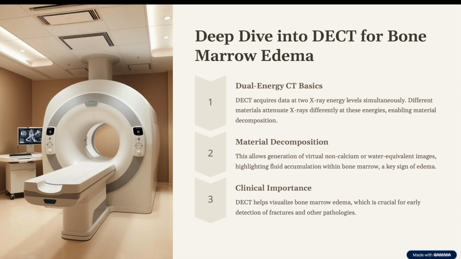DECT systems acquire data at two different X-ray energy levels simultaneously because different materials like bone, soft tissue, and contrast agents, or in our case, fluid indicative of edema, attenuate X-rays differently at various energies. This dual energy information allows for material decomposition. We can generate virtual non-calcium images or water equivalent images, which help in highlighting fluid accumulation within the bone marrow, which is a key sign of edema.